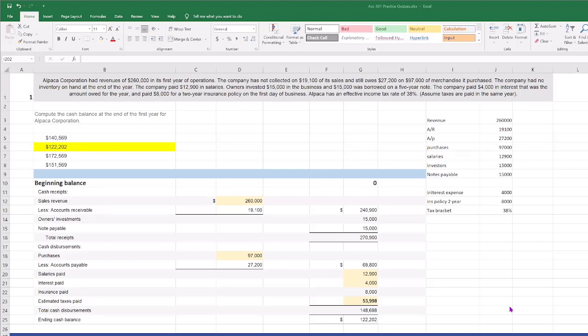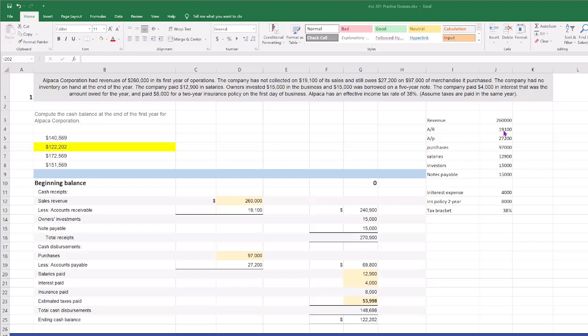Here's my strategy when I take the exam. As I'm reading this, I am typing the information over here. Alpaca Corporation had revenues of $260,000. Boom, revenue, $260,000 right there. It's its first year of operations, and that's important. The company had not collected $19,100 of its sales. What does that mean? Made a sale, so we're going to credit sales. What do we debit? We debit accounts receivable. That's the other half of that sales transaction when it's on account.